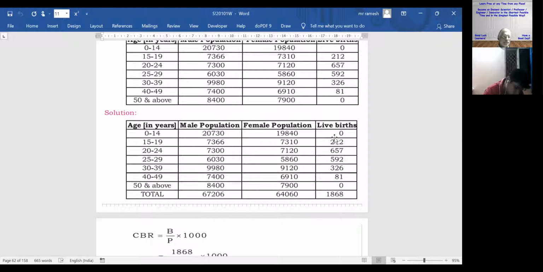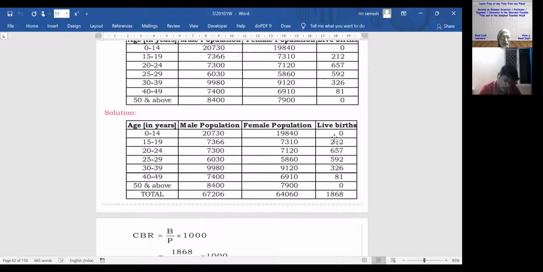We should leave 0 to 14 and take the rest all, right, sir? Not the rest. You can keep only between 15 and 49. Then 7,310 plus 6,910, right, sir? We should add only 7,310 plus 6,910.